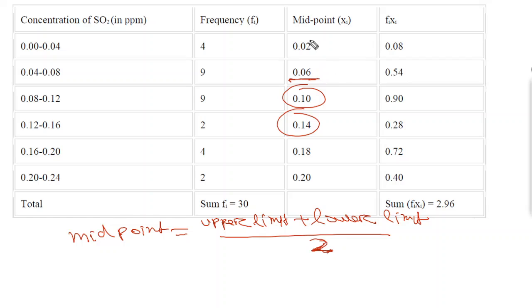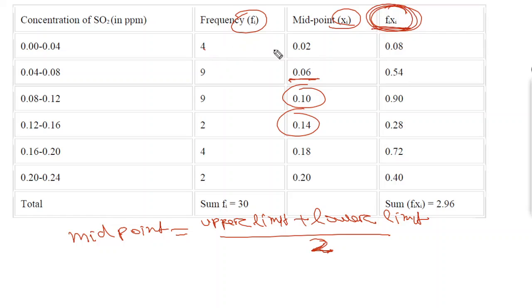Now we can see that these are very small numbers, 0.02, 0.06. They are not big numbers, so you can directly multiply xi and fi. It is not tedious or difficult for us to multiply. We don't need to find di here. If you want, you can also find di, but that will be a lengthy process. Here we will directly find fi xi.